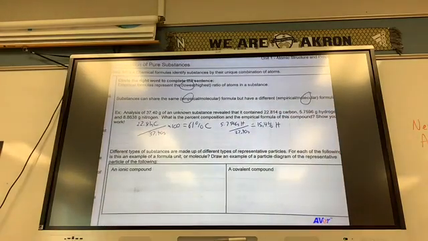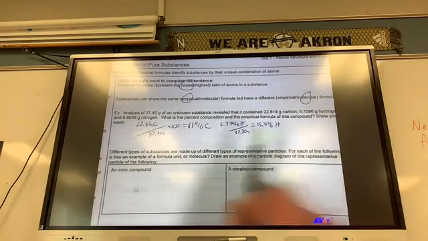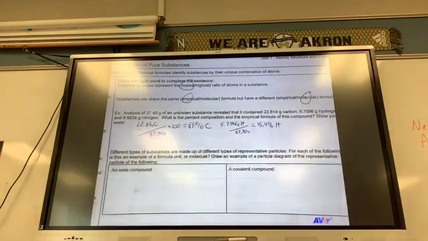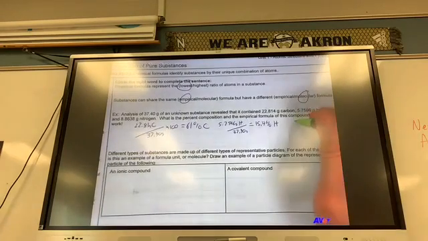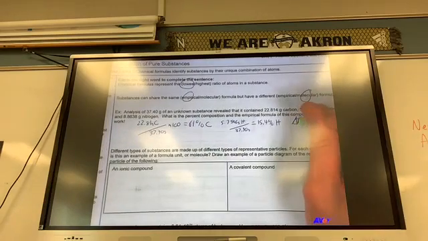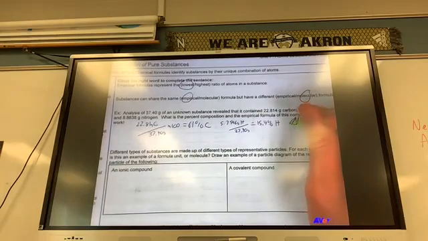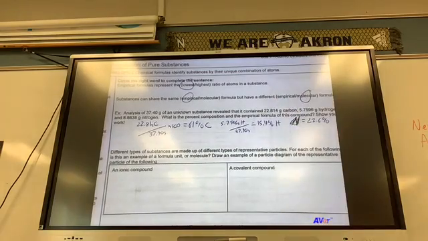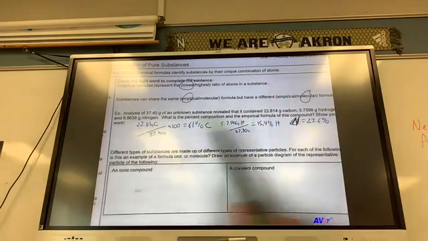Do I need to do another calculation at this point? No, it adds up to 100. Subtract from 100. So 61 plus 15.4 is 76.4. So that means that the nitrogen has to be 22.6%. Nitrogen, my bad. Nitrogen is 22.6. So now all of these add up to 100.